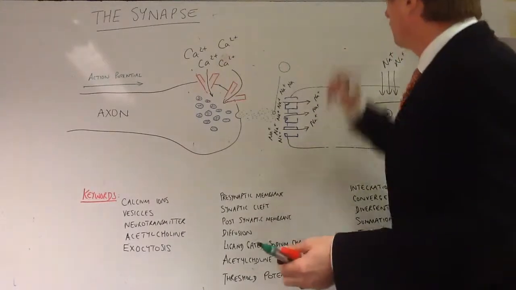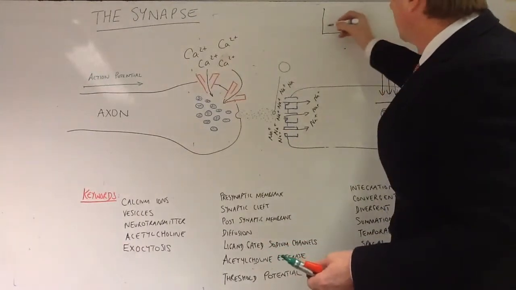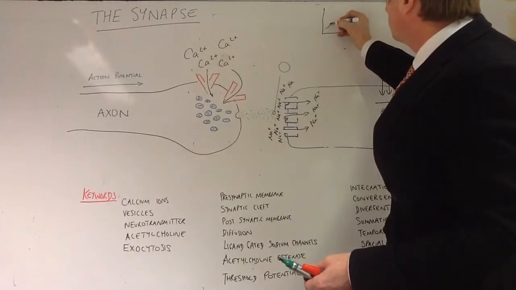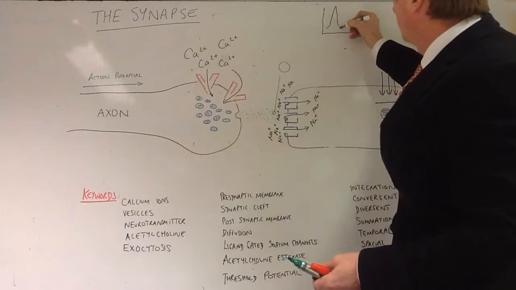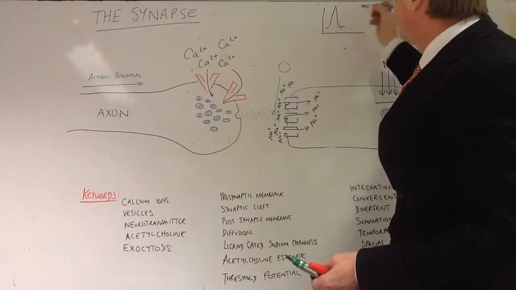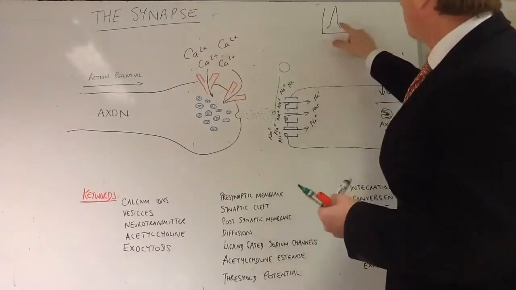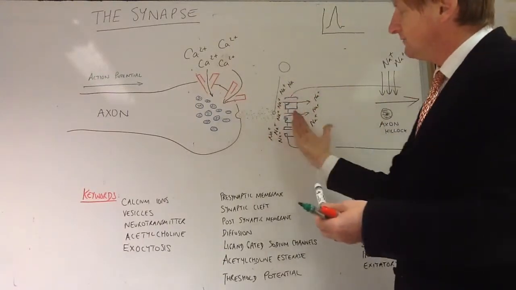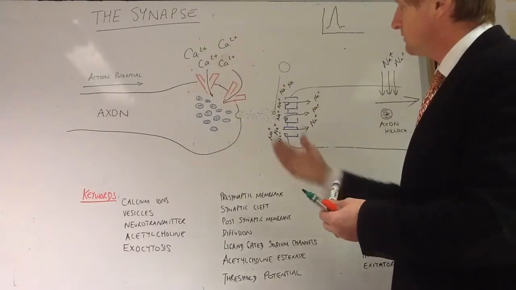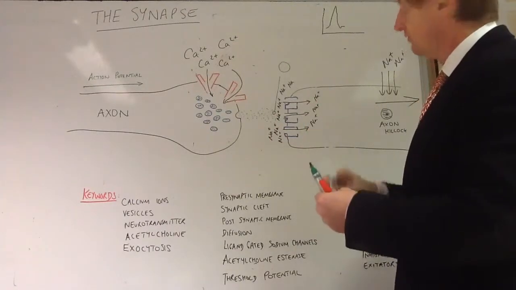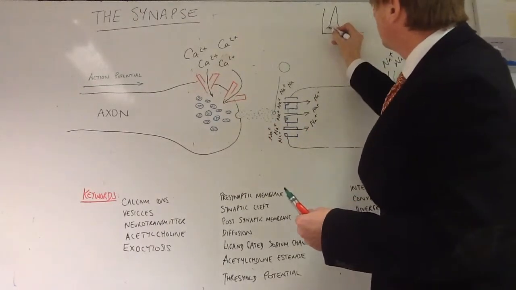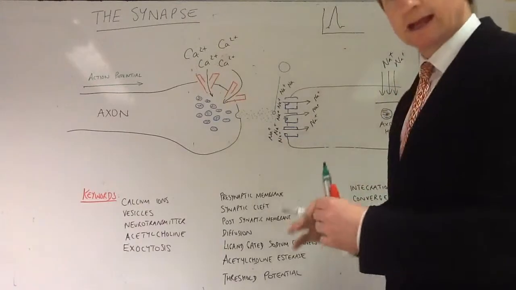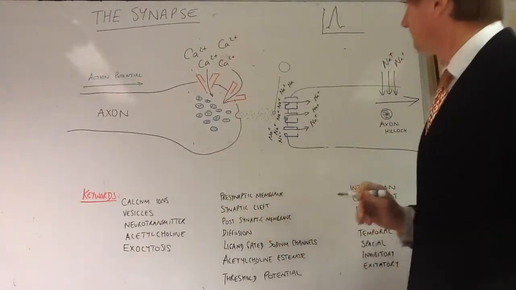So if we think about our graph here, and we know that we get to about a threshold potential, then it shoots up, then comes down, and then you have a refractory period, where you've got hyperpolarization. We might just have, as a result of this neurotransmitter opening the channels, a slight increase. It might be enough to depolarize, and in that case, bang, we get an action potential.